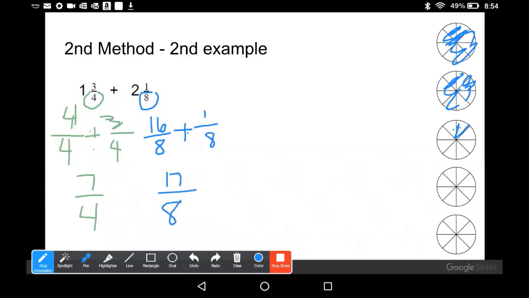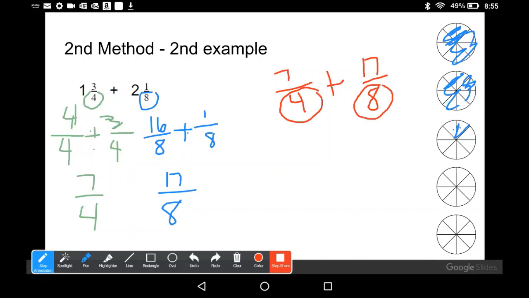So I'm going to take 7/4 plus 17 eighths, and I'm going to add them together just like we did on Monday's sheet. So I need to get a common denominator. So what does 4 and 8 both go into? Okay, 4 and 8 both go into 8. I can leave this one alone because the 8's already there, so I can just bring the 17 down.